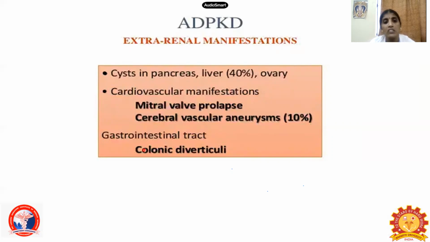There can be cysts other than in the kidneys, such as in the pancreas, liver, as well as ovary, of which 40% of the cases are most commonly associated with hepatic cysts. Then come cardiovascular manifestations such as mitral valve prolapse and cerebral vascular aneurysms. And in the gastrointestinal tract, they are associated with colonic diverticulitis.